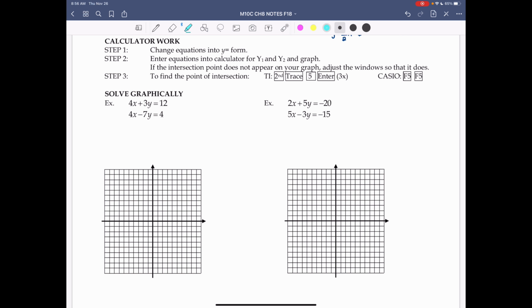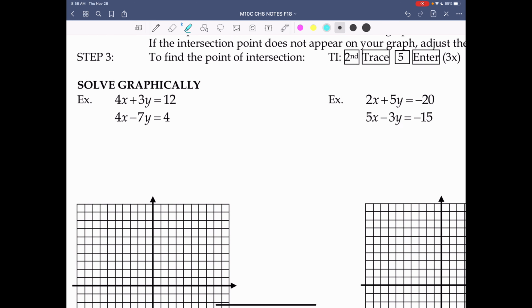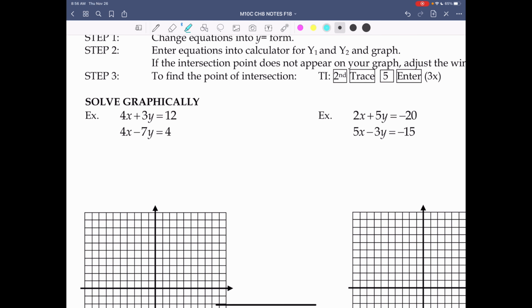Example: solve graphically 4x plus 3y = 12 and 4x minus 7y = 4. First step is to write them in y = form. So let's do that. The first one, 4x plus 3y = 12. I want to isolate the y. I'm going to subtract 4x from both sides.